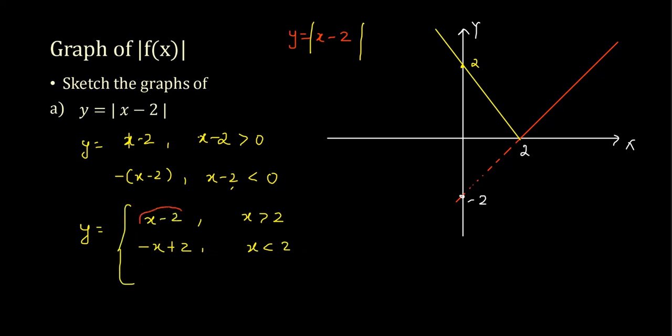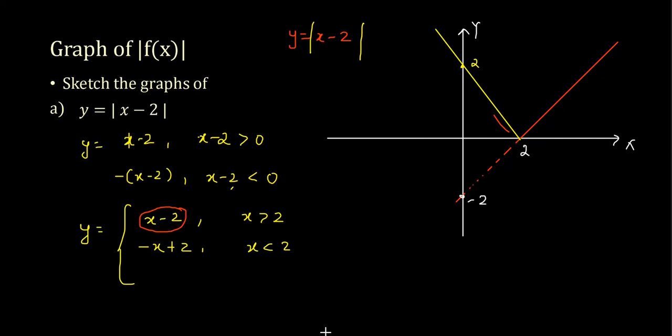One is x minus 2 for all the values of x greater than 2, which is denoted by this red line. And then the graph should be minus x plus 2. As you can notice here, the y-intercept is +2 and its gradient is -1. So the minus x plus 2 line is this yellow line. So we obtain a curve y equal to mod x minus 2, a v-shaped curve.